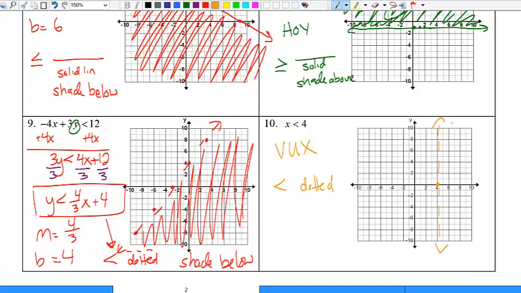Excellent. Now, I cannot shade above or below because I'm not actually comparing to y. All the other ones I compared to y, so y is less than, so it's above or below. Y is greater than, above or below, okay? In this case, I'm comparing to x. So when I'm comparing to x and not y, and this is the only case that works on, you're going to be shading either left or right. Because x is less than 4, you're going to be shading the left side.